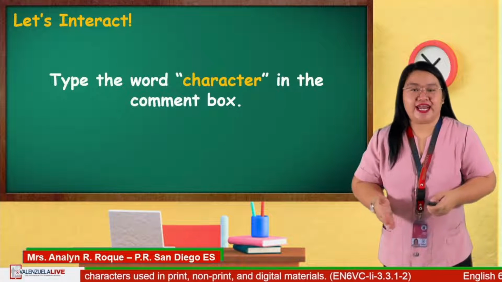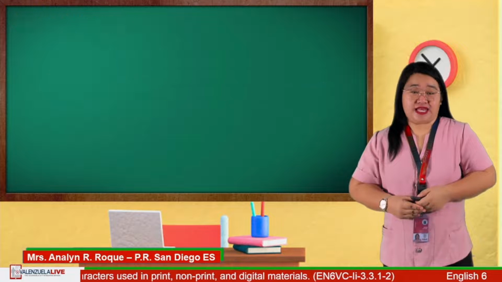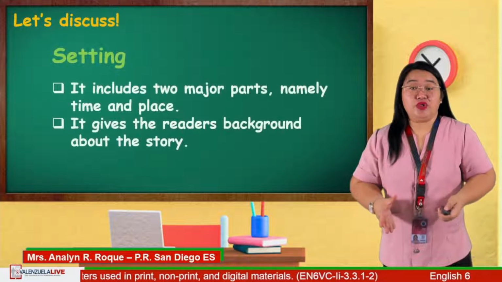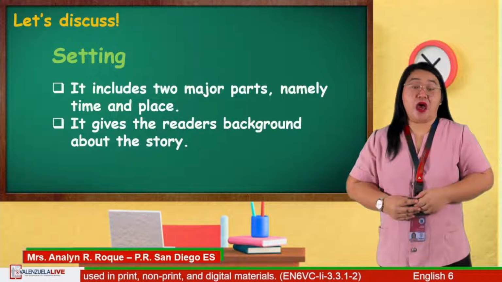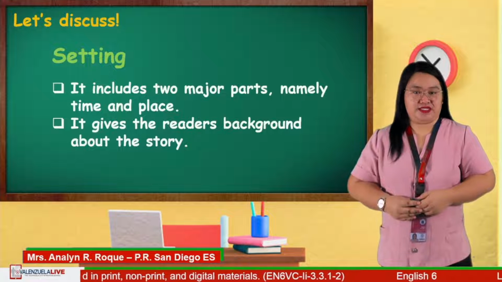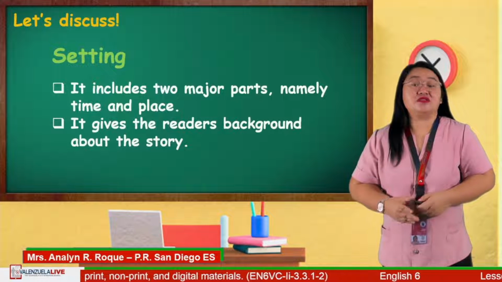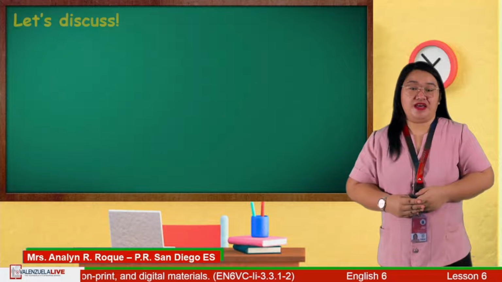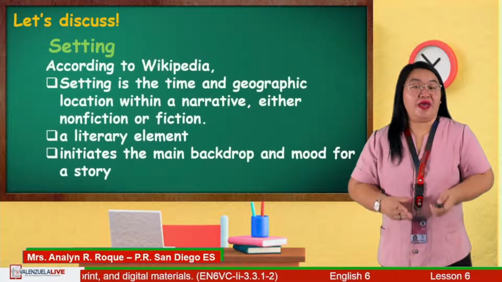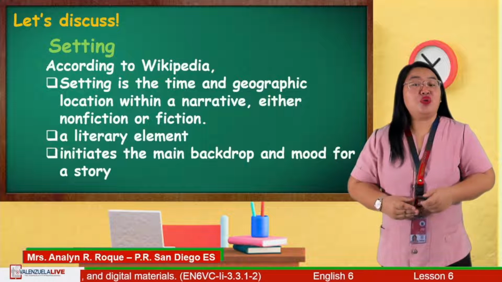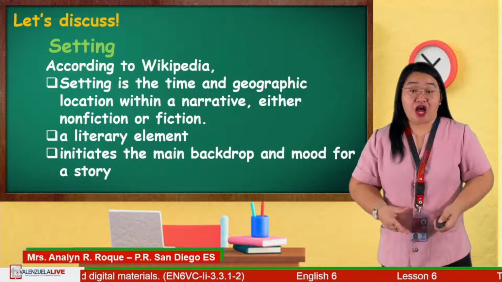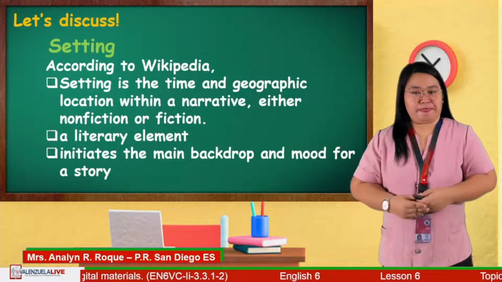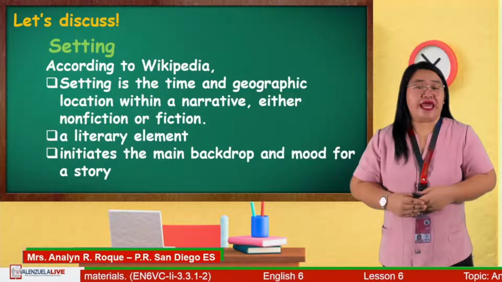about setting. What is setting? Setting includes two major parts, namely time and place. It gives the readers the background about the story. According to Wikipedia, setting is the time and geographic location within a narrative, either non-fiction or fiction. It is a literary element.